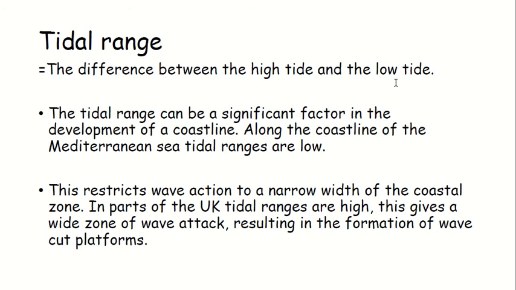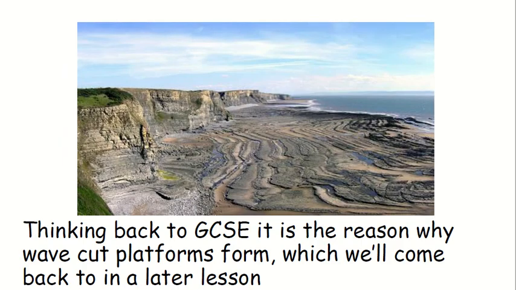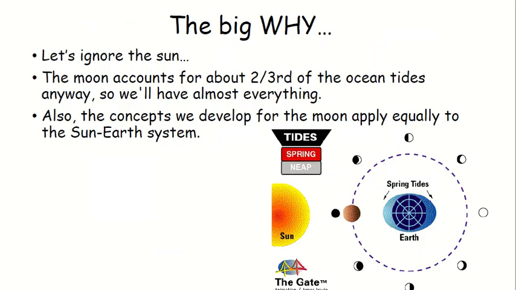Okay, the tidal range. So that is just the difference between the high and the low tide. These do change around the world. Mediterranean, for example, has very low range between them, and the UK has a fairly decent one. Now this means we have lots of wave cut platforms, such as this. Wave cut platforms form between the high tide and the low tide, or the high water mark and the low water mark. So we have quite a few of these, whereas around the Mediterranean, they don't.